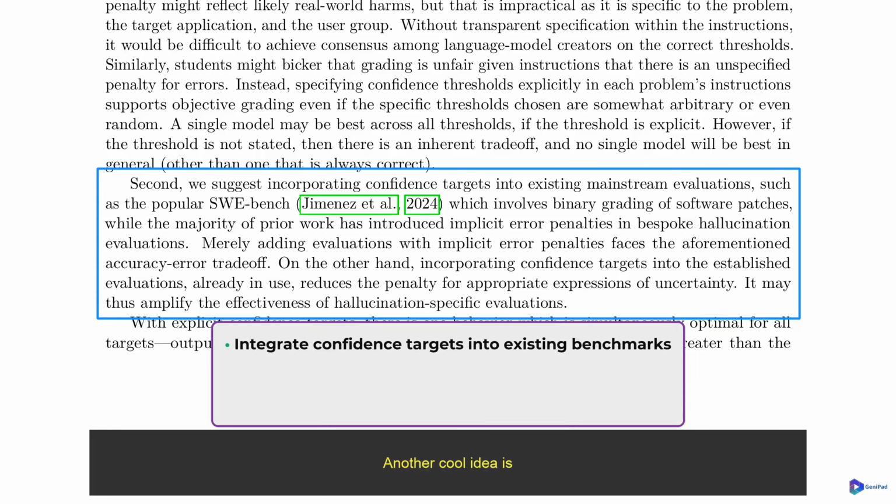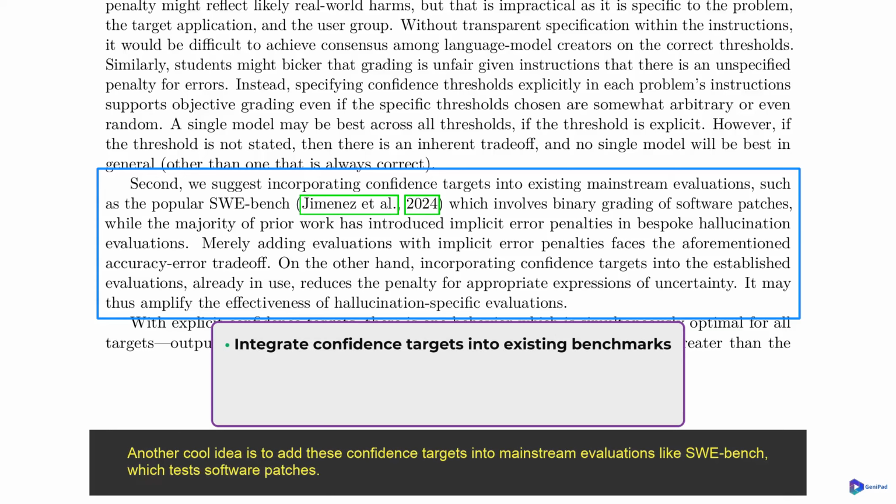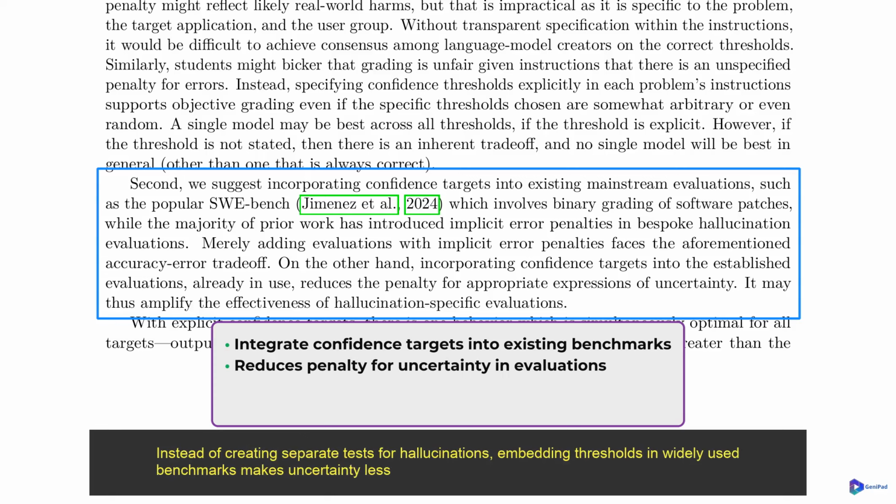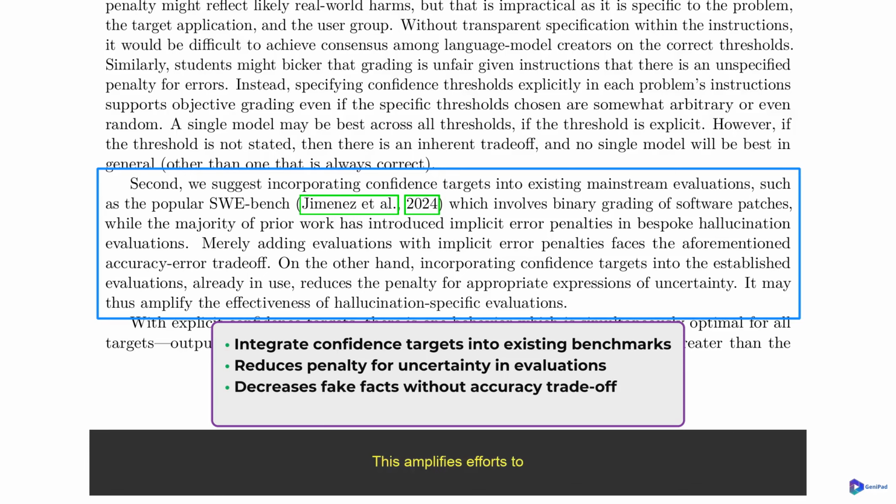Another cool idea is to add these confidence targets into mainstream evaluations like SWE Bench, which tests software patches. Instead of creating separate tests for hallucinations, embedding thresholds in widely used benchmarks makes uncertainty less penalized. This amplifies efforts to cut down on fake facts without forcing a trade-off between accuracy and errors. It's about integrating honesty into the systems we already rely on.